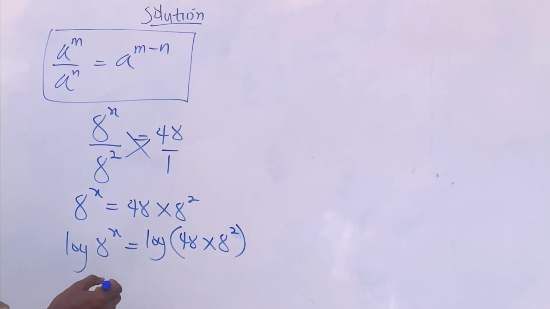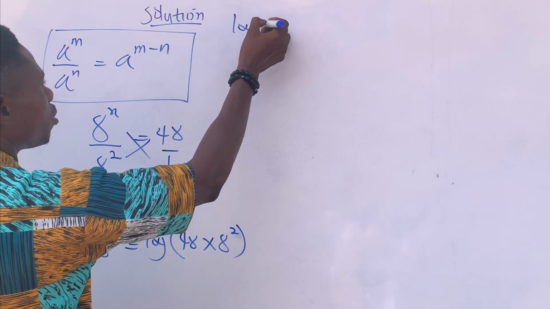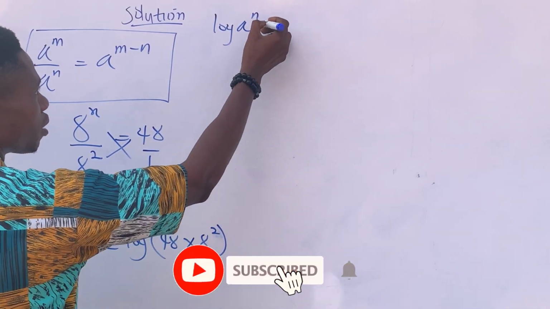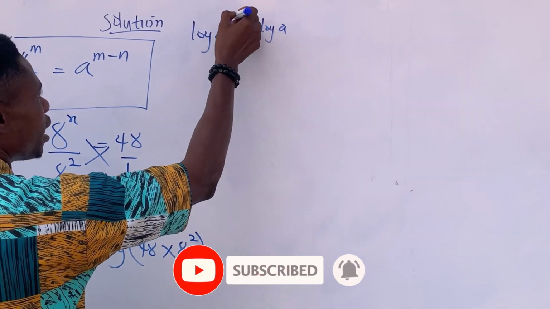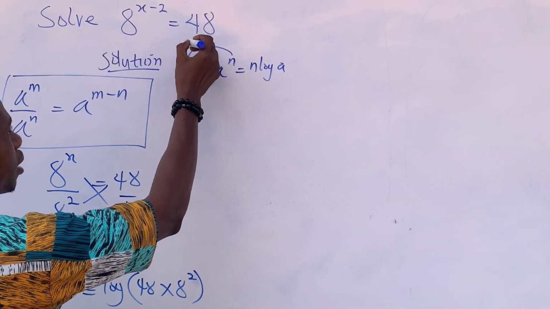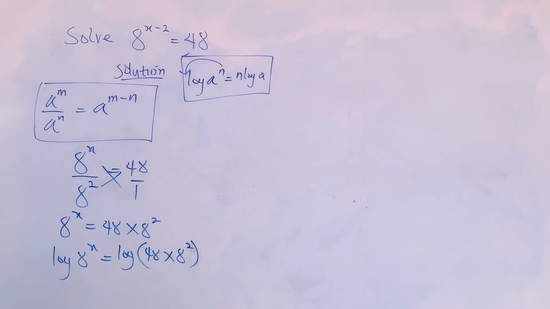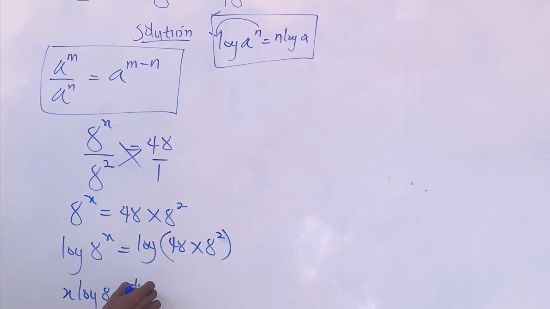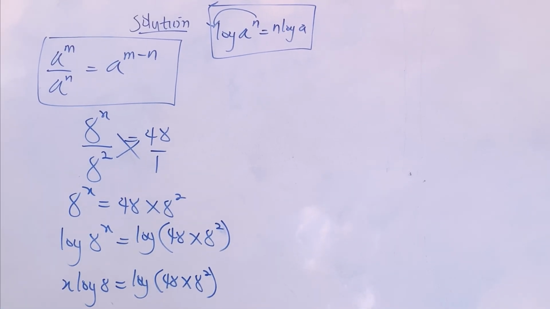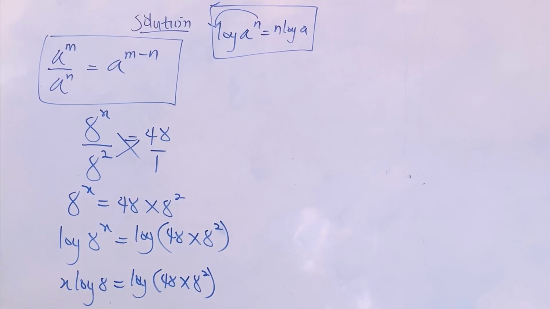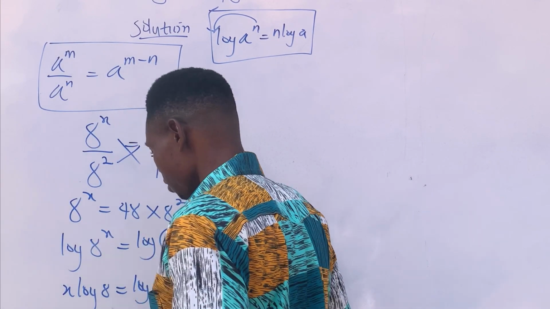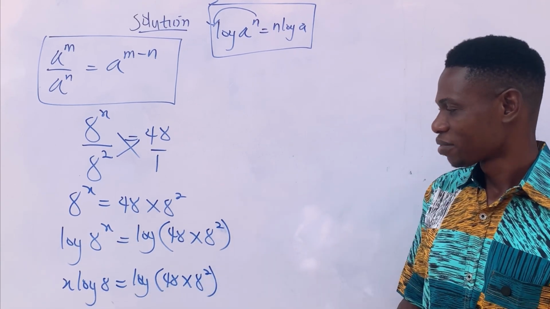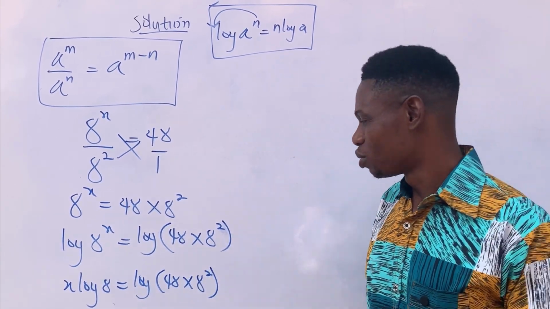Now there's this law of logarithm that says if you have log a raised to power n, this can be written as n log a. That n can be brought down here, and so let's apply it to bring this x down. So we'll have x log 8 equals log 48 multiplied by 8 square. And then we can just divide both sides by log 8, and then x is isolated. So let's do that.